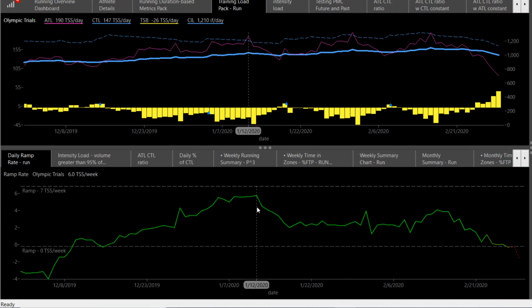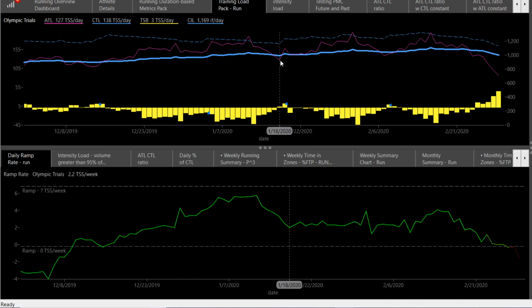Now, when the acute training load drops below chronic training load, as you see here, it is like letting the air out of the balloon, so to speak. You're deflating the chronic training load. You're not supporting it anymore. So when this falls below, chronic training load goes down.